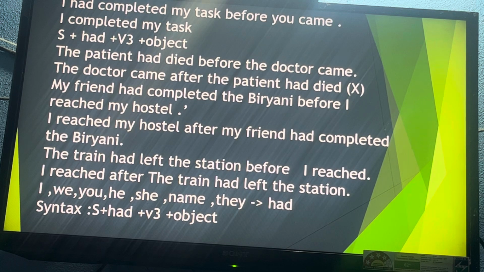Let me show you one more example. That is, my friend had completed the biryani before I reached my hostel.